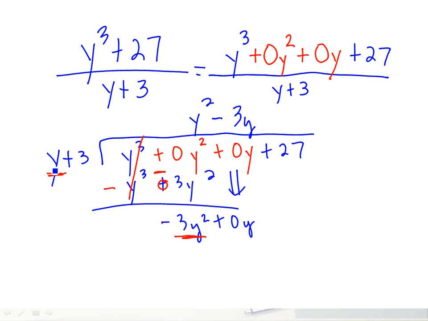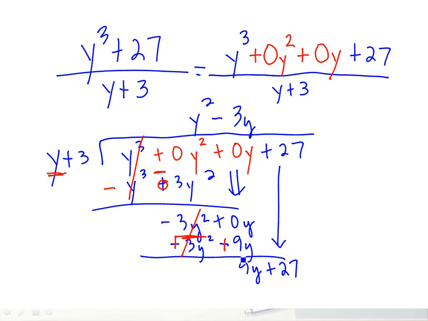Negative 3y times y plus 3 is negative 3y squared minus 9y, because negative 3 times 3 is minus 9y. Don't forget, you must change your signs. So plus, plus now, the opposite of what we see. This cancels, because that's negative 3y squared plus 3y squared. Here we have a 0 plus 9, so 0y plus 9y is 9y. What else? We bring down plus 27.